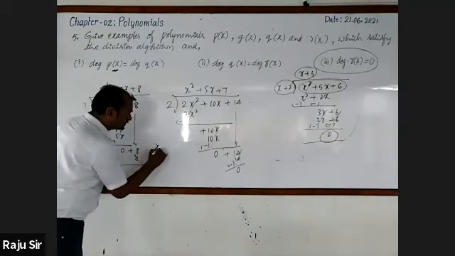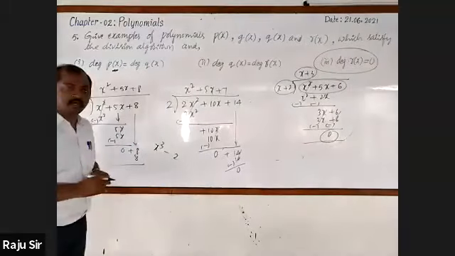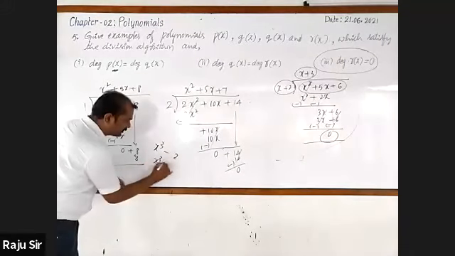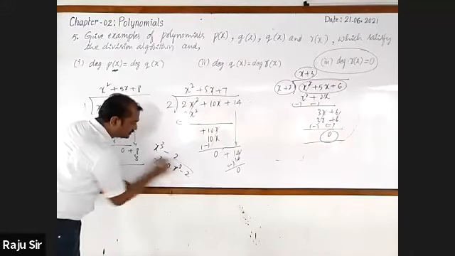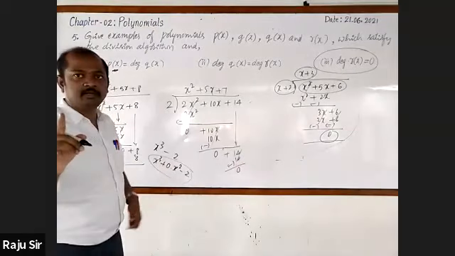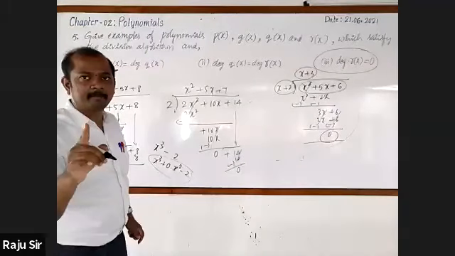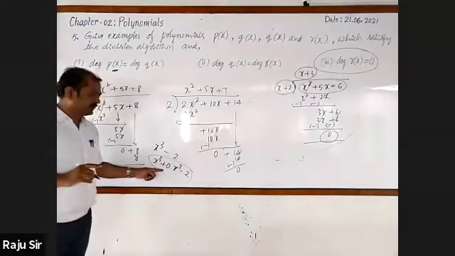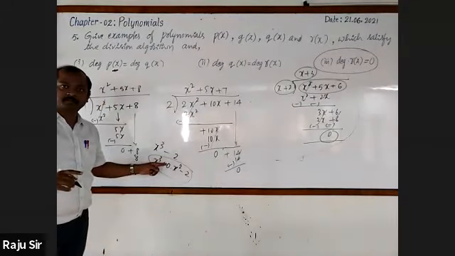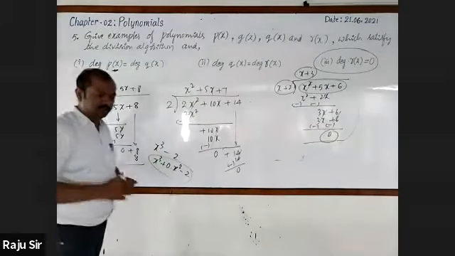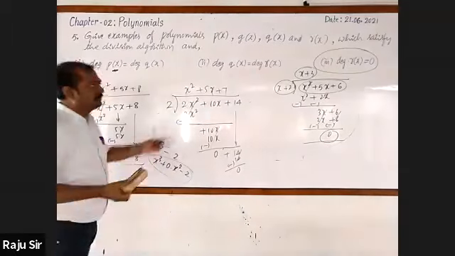You know, if it is x cube minus 2, then we will write x cube plus 0 into x square minus 2. Did you understand? Yes, sir. Okay. Next, second condition.